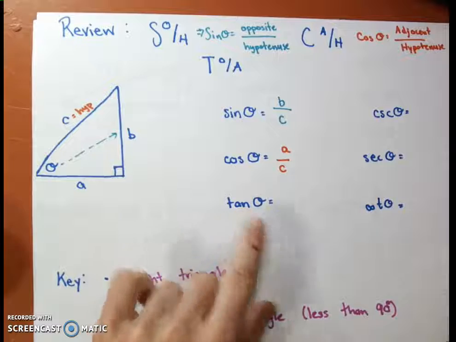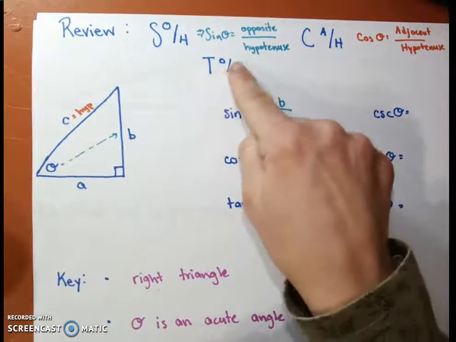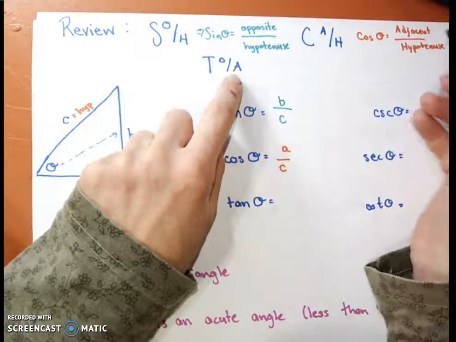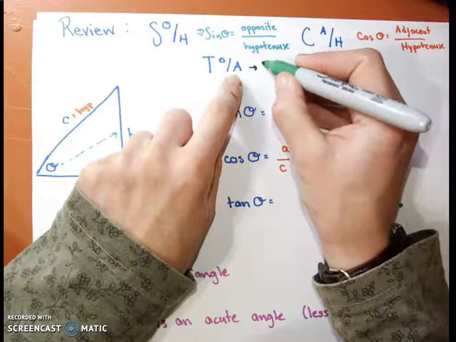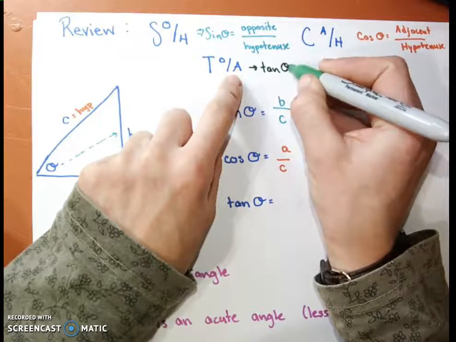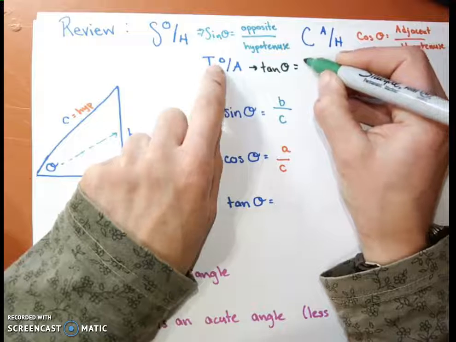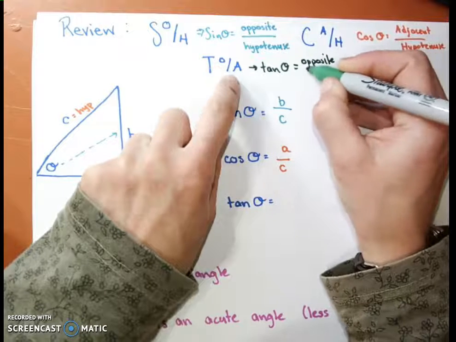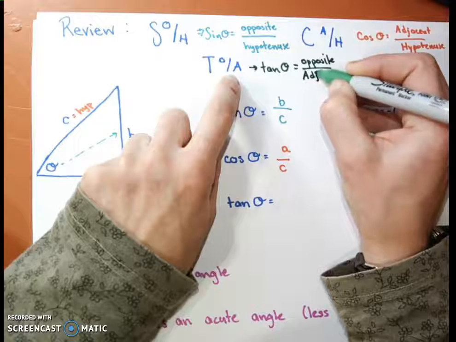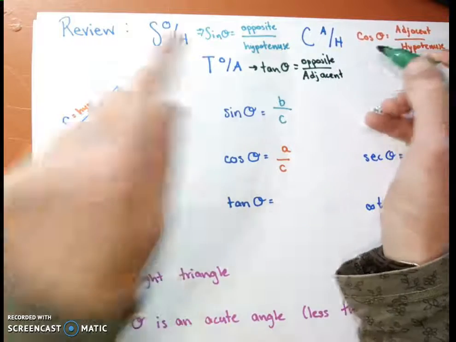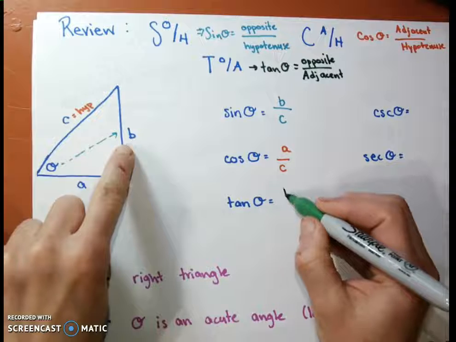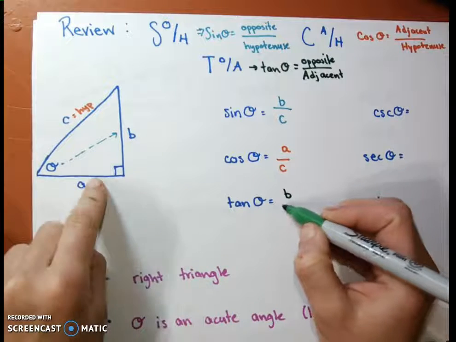Tangent of theta, I remember by using the TOA. The O always stands for opposite, the A always stands for adjacent, so I remember that tan of theta is the ratio opposite, O, over adjacent, A, TOA. So if I go to theta, like we saw before, the opposite is B, and the adjacent is A.